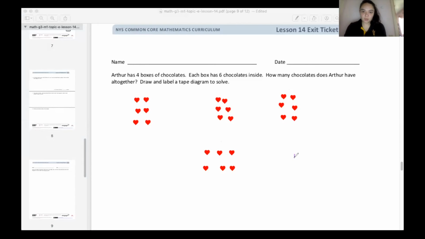I have 4 groups, and each group has 6 chocolates in them. So how many do I have altogether? Again, we're going to skip count by 4 6 times until we get there. 4, 8, 12, 16, 20, 24. Let's double check our answer here. So I have 1, 2, 3, 4, 5, 6, 7, 8, 9, 10, 11, 12, 13, 14, 15, 16, 17, 18, 19, 20, 21, 22, 23, 24. So we are all set.